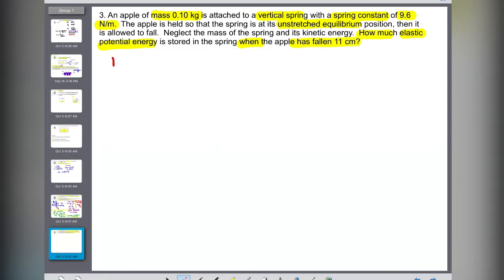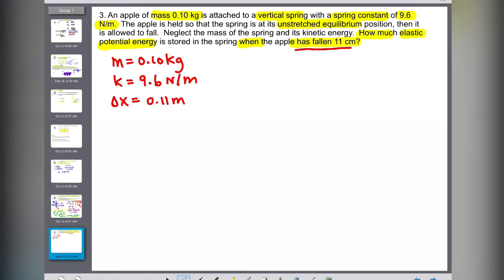Okay, so I got the mass, 0.1, and I have the spring constant, which is k, 9.6 Newton per meters, and I have also delta x. So it was from unstretched and now has fallen 11 centimeters. Please watch your SI unit. We always convert it into meters. So 11 centimeters is 0.11 meters, and they're asking for what is the elastic potential energy.